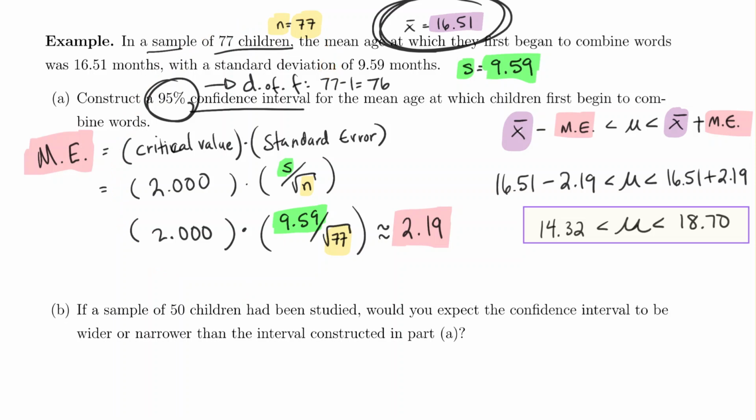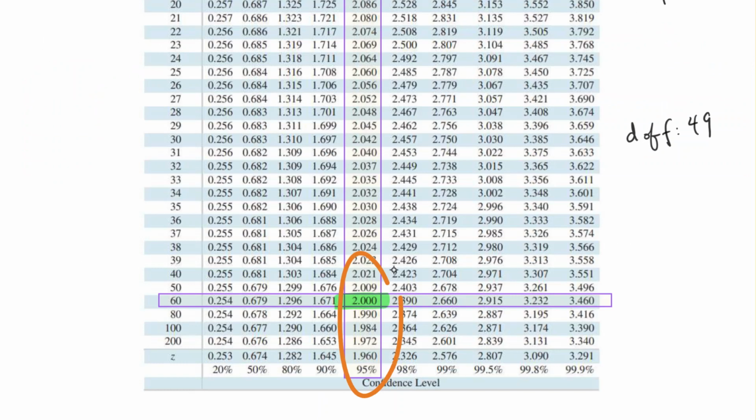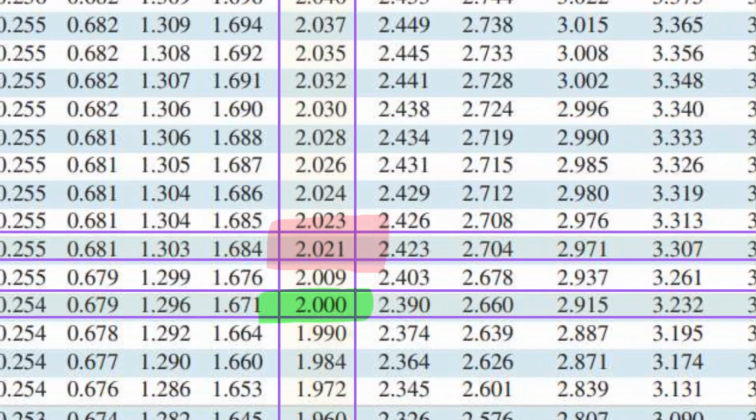So I could just recalculate for the new value, and then I'll compare whether it's a narrower or wider margin of error. So I still have 95% confidence level, but now my degrees of freedom is 50 minus 1, which is 49. So let's find that new critical value. We still have our 95% confidence level, but our degrees of freedom is instead 49. Now, we've got the choice between 40 and 50. You always choose the previous value if you don't have the exact value. So we'd be looking at 40. And thus our new critical value is 2.021.